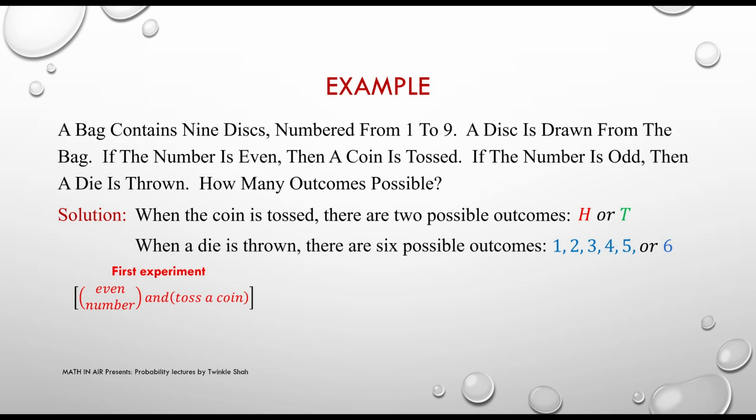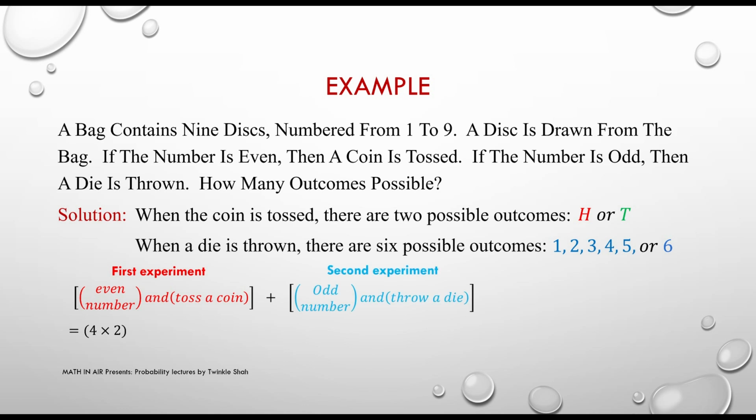Therefore, if you look at numbers from 1 to 9, there are 4 even numbers: 2, 4, 6 and 8. And when we toss a coin, there are 2 possibilities, head or tail. Therefore, we perform 4 times 2.